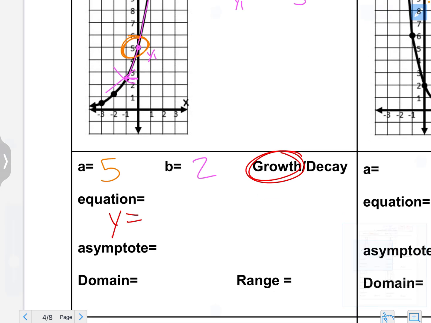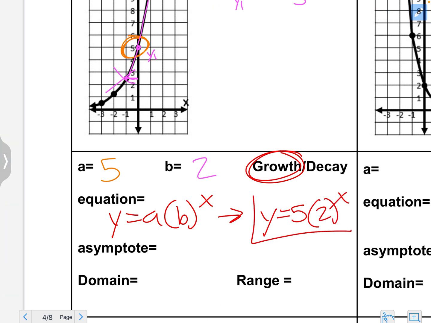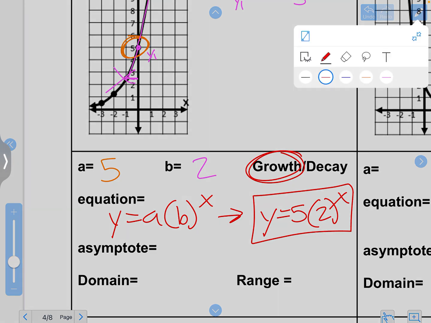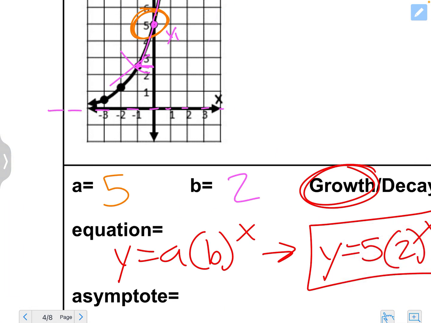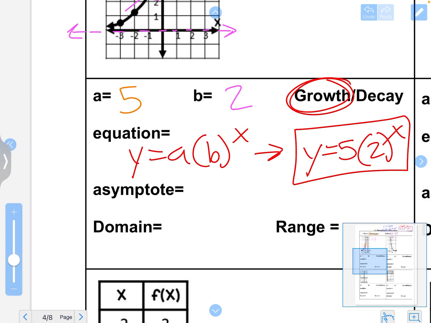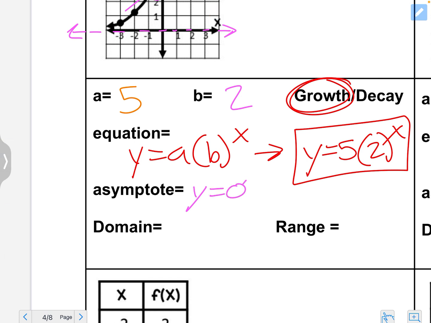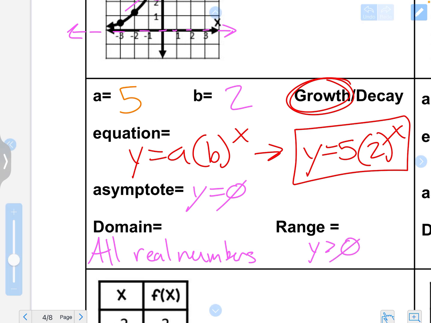So our equation is y equals a times b to the x. And so that gets us y equals 5 times 2 to the x. Our asymptote is going to be the line that our graph gets very, very close to crossing, but never actually crosses. And the x-axis is a horizontal line, which makes it y equals 0. Domain will almost always be all real numbers. And our range is y is greater than 0.